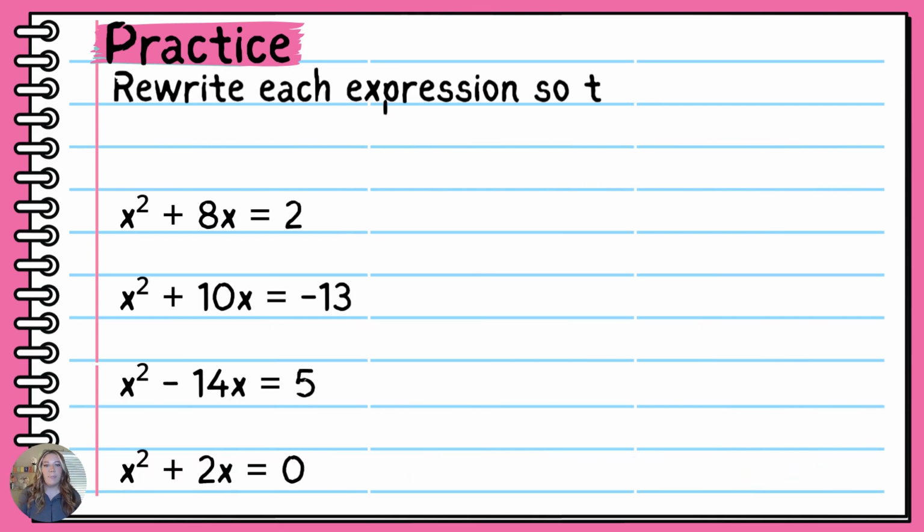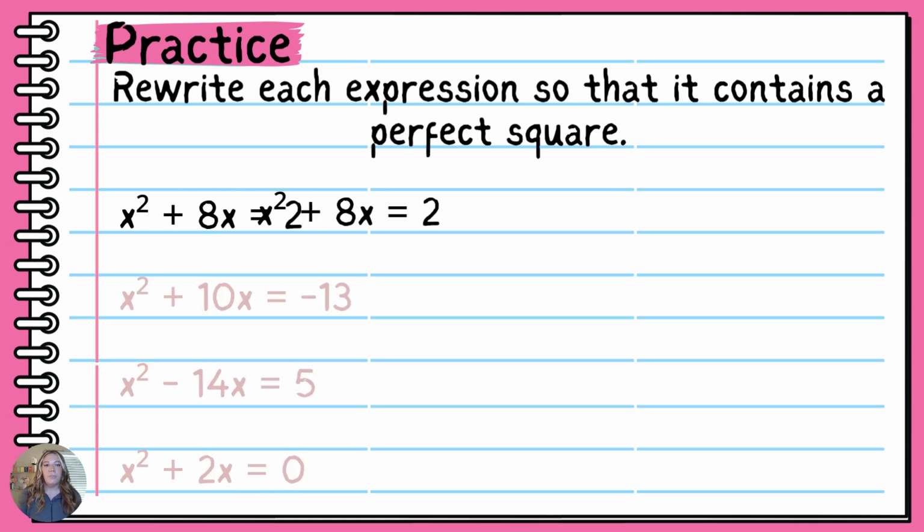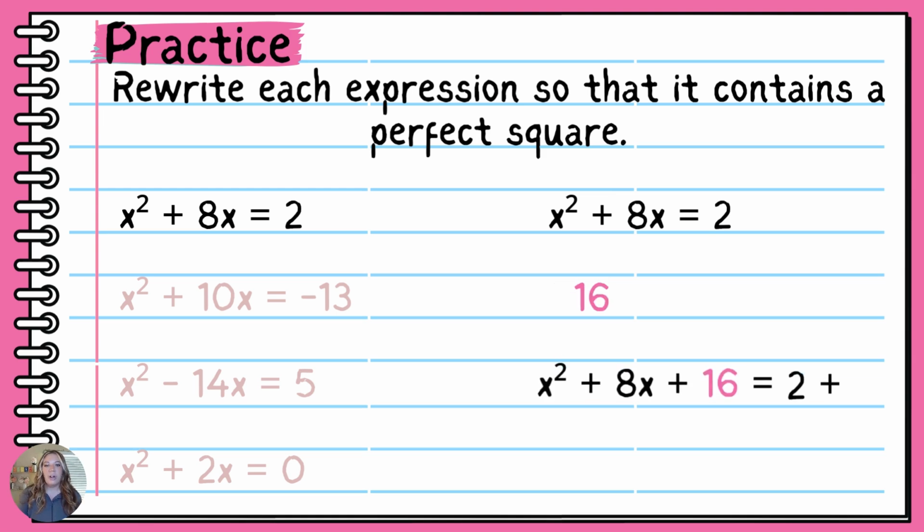Here's another problem. This time we want to rewrite each expression so that it contains a perfect square. So we'll do basically the same thing we did in the last example. We'll start with the first problem, and we'll take our formula of b divided by 2 squared. In this example, b is 8. So half of 8 would give us 4, and 4 squared gives us 16. So we'll add that to both sides of our equation. 2 plus 16 could be simplified to just 18.